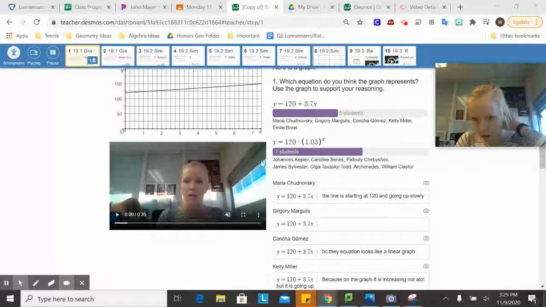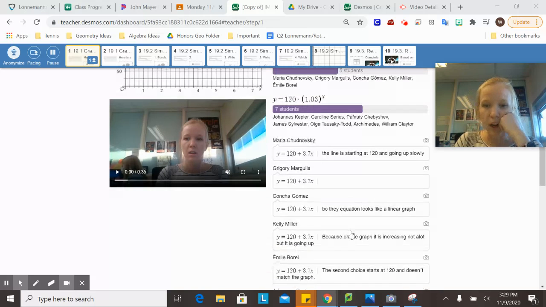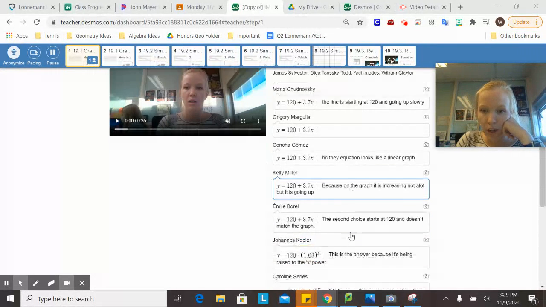That is true. Here we say that the graph looks linear, and so we know that linear graphs go in the form of y equals mx plus b. I really like that explanation. The graph is increasing, not a lot, but it's going up. That is true.